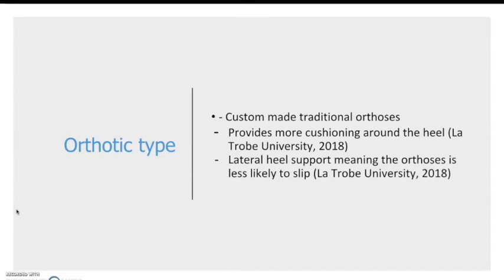Another feature the traditional orthosis offers is lateral support. This is important for Paul as he has a pronated foot with an FPI of +7. The lateral support doesn't allow the foot to slip in the shoe, and this will be important for the effect of the orthosis.